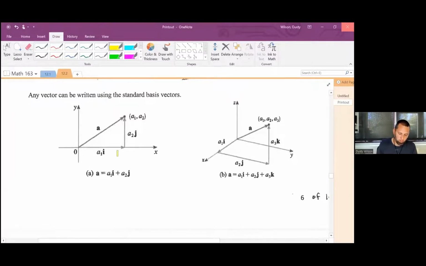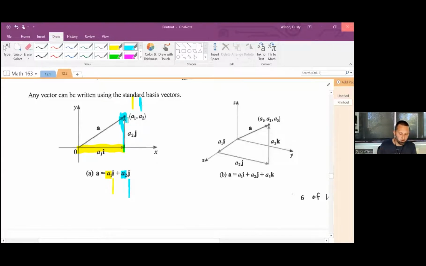Here you can think about the vector where you have a1 and a2. You can think about that as a equal to a1, the component in the x direction, times i. That's what gives it the length. And then you can take a2, the component in the y direction, times j. That's what gives it the direction. So together, a1i plus a2j.